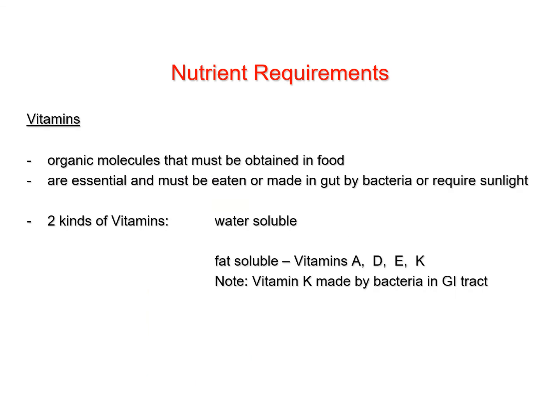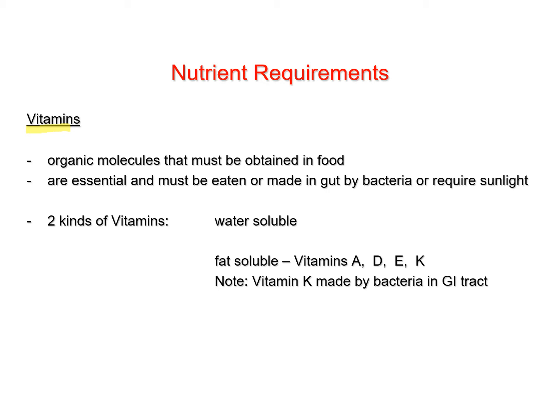So, let's talk about vitamins. Vitamins are organic molecules that have to be obtained in food. They can't be synthesized by the body tissues. They're essential. They have to be eaten, or they are made. Some of them are made in the gastrointestinal tract by bacteria, and then are absorbed into the body. Some, like vitamin D, do require exposure to sunlight in order to get metabolically active vitamin D into the body.